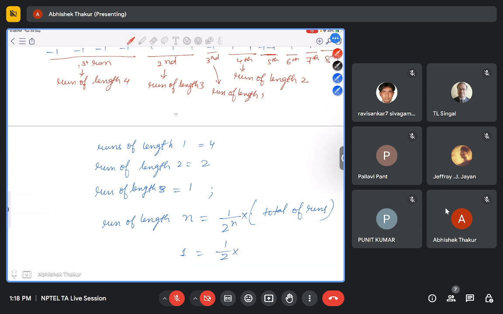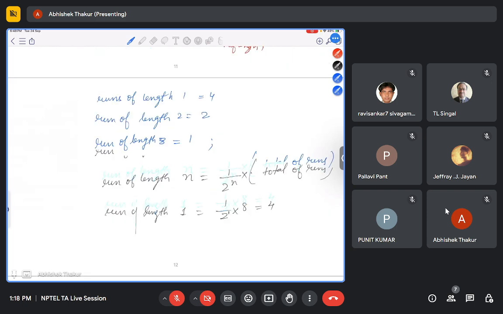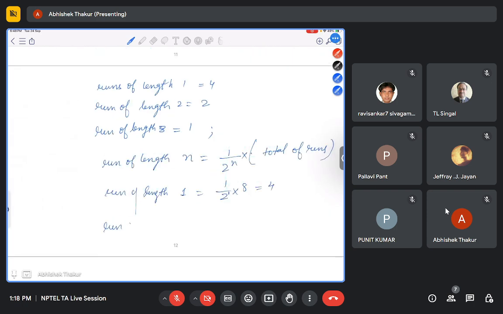Now, run of length n. So run of length 1 is equal to 1 by 2 to the power of 1 into the total number of runs, that is 8. So this will become 4. Okay. Run of length 2 is equal to 1 by 2 to the power of 2 into the total number of runs. So that is equal to 8 by 4, 2.